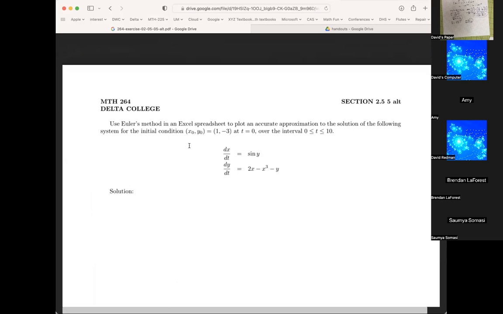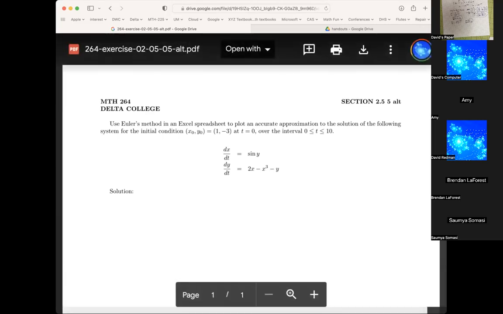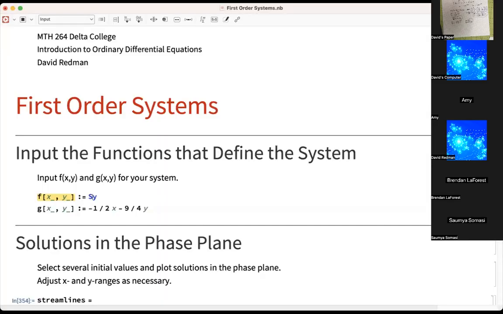Now, we're going to do this in an Excel spreadsheet, but you can do this in the same worksheet we were just working on if you want to work up a phase portrait. So dx/dt is sine y, and dy/dt is 2x minus x cubed minus y. I might as well just be curious. Remember, capital Sin in Mathematica, and it was 2x minus x raised to the 3 minus y. If I'm counting that problem correctly, yes, I am.